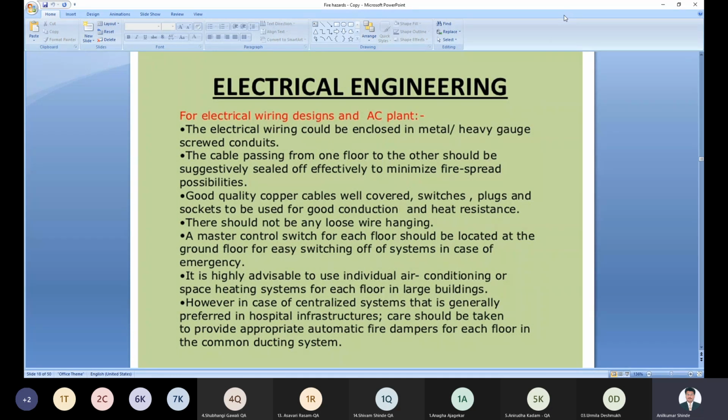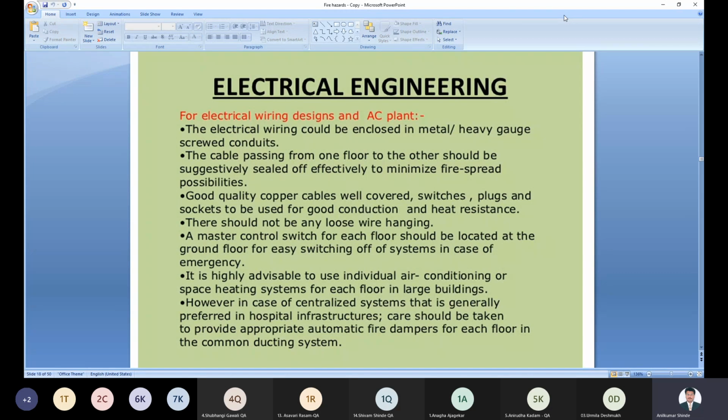So electrical engineering: electrical wiring design and AC plants. Electrical wiring should be enclosed within metal. Heavy gauge wire should be screwed and in conduit. Cable passing from one floor to another floor should minimize fire spread possibilities. Good quality copper cable, well covered, switches, plugs, and sockets in good condition, with good conduction capacity and heat resistance.